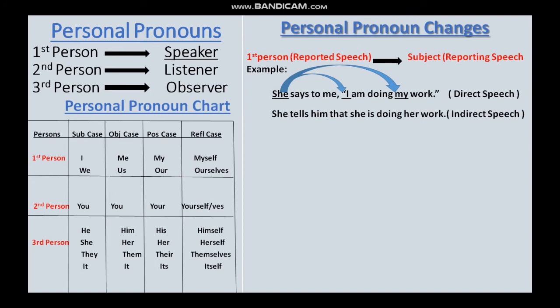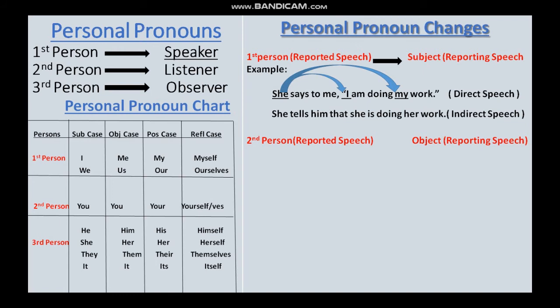So in the sentence, she tells him that she is doing her work. She is used because it is first person, and I have used she here instead of I because first person is changed according to the subject of the reporting speech, and her is changed because it is also first person. So first person changes according to the subject of the reporting speech.